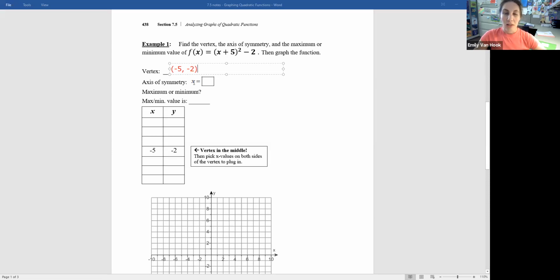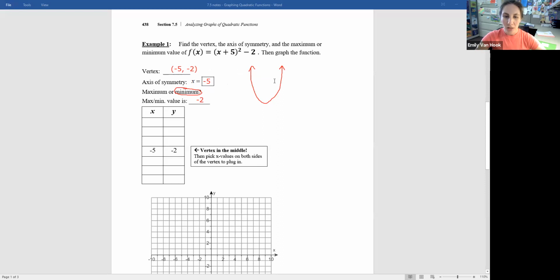The axis of symmetry is going to be a vertical line going through the vertex. It's going to be x equals the same value as the first coordinate of the vertex, x equals negative 5. Hopefully you can read that a little bit over. Now, this function doesn't have a negative sign in front of it, which means it's not going to be upside down. It's just going to be that usual parabola shape opening up, which means as it goes up forever, it's going to have a minimum. The minimum value is the y coordinate of the vertex, so that would be negative 2. Notice how we're able to answer all this without even having a graph yet. But we still need to make the graph.